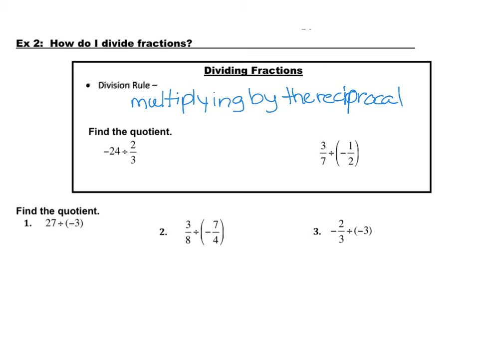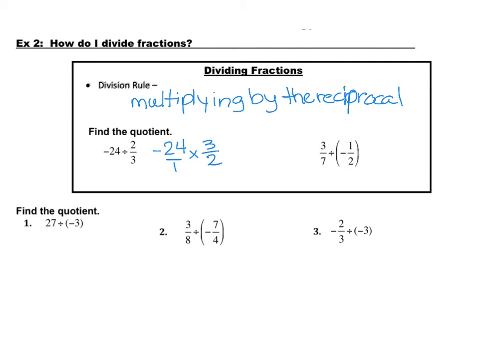So if I have -24 divided by 2/3, again, dividing a fraction is the same thing as multiplying by its reciprocal. So I'm going to take my -24, and you might remember this from last year or the year before that. It's kind of like keep the first, flip the second, change the sign. So we're going to keep the first, our KFC. We're going to flip the second, and then we're going to change our sign.